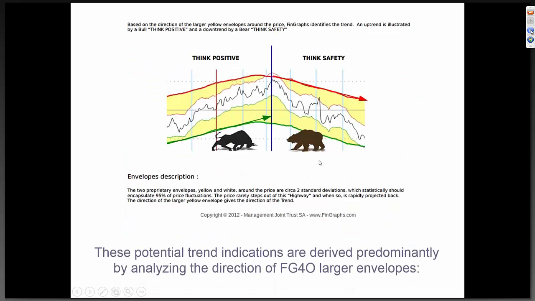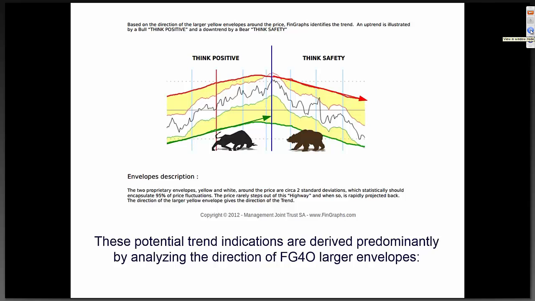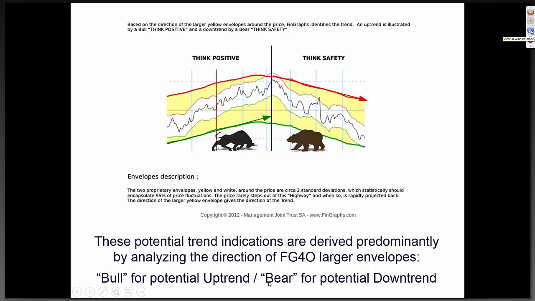These potential trend indications are derived predominantly by analyzing the direction of the FinGraphs for OANDA larger envelope. So the dark yellow standard deviation envelope, when its direction is pointing up, it is a potential bull, labeled think positive. When the dark yellow larger envelope is heading down, it is a potential bear, think safety. So bull for potential uptrend, bear for potential downtrend.